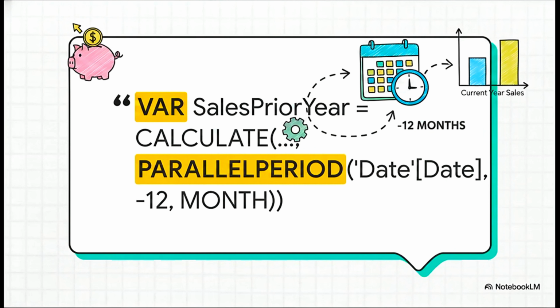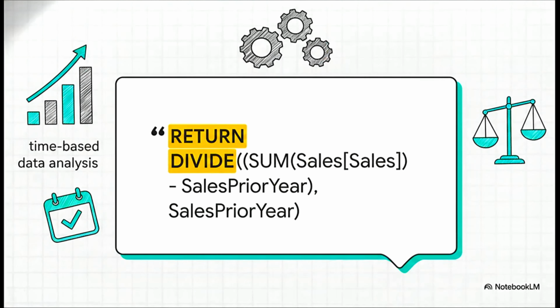So step one of our plan is to create one of those storage boxes, a variable we'll call sales prior year. Inside it, we're going to put last year's sales. And how do we get that? We use another time machine function called PARALLELPERIOD. We tell it to take our current dates, jump back exactly 12 months, and grab the sales total from that period. That value then gets saved right into our variable. So once we have last year's sales numbers safely tucked away in our variable, the rest is actually pretty simple. The return part is just the final math calculation. We take this year's sales, subtract the sales prior year value we just stored, and then divide by that same prior year value to get our growth percentage. See how clean that is? It's way easier to read.